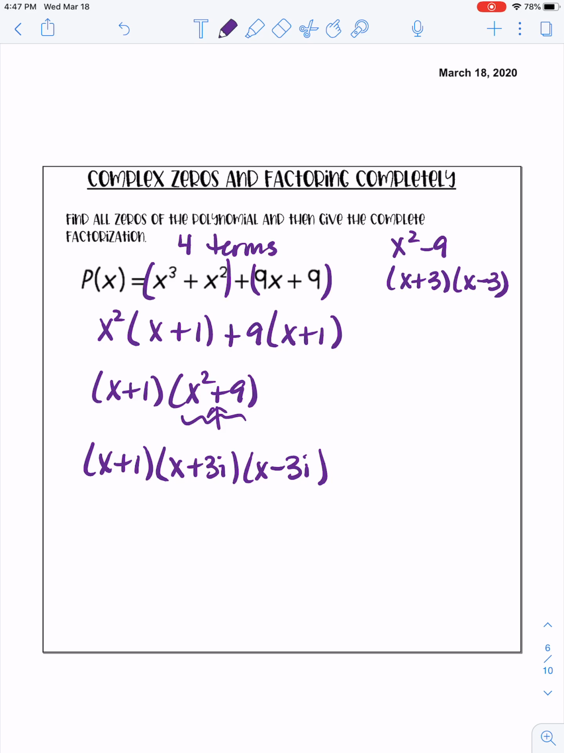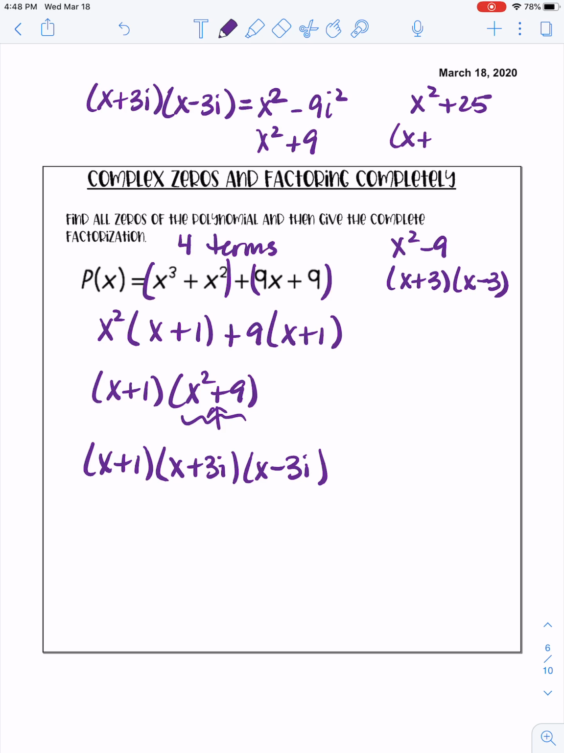If you look at that, x plus 3i and x minus 3i, that's x squared, right? The middle terms are going to cancel out, and then I get negative 9i squared. Remember, i squared is equal to negative 1, so negative 9 times negative 1 is positive 9. That's how I get that. So anytime you have a situation like, for example, x squared plus 25, since 25 is a perfect square, I know it's going to be x plus 5i and x minus 5i. That's just an example, right? So it's cubic. I have my 3 factors, so my zeros are x equals negative 1 and plus or minus 3i, okay?